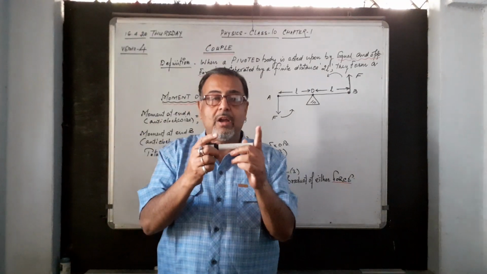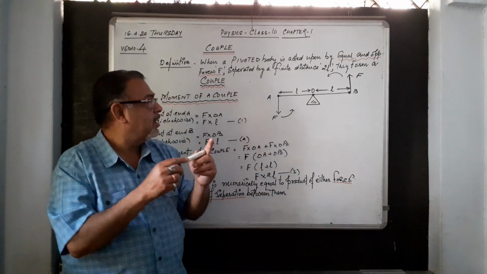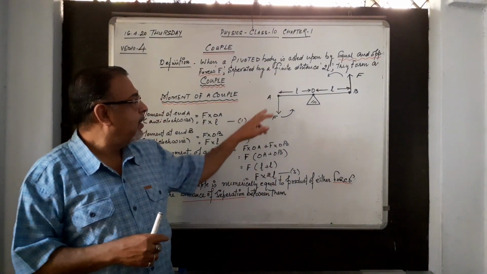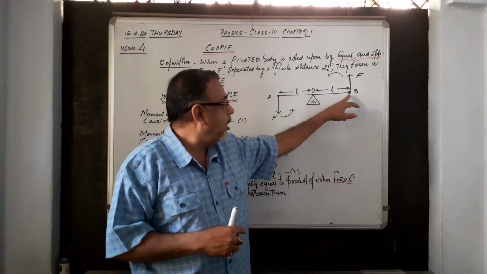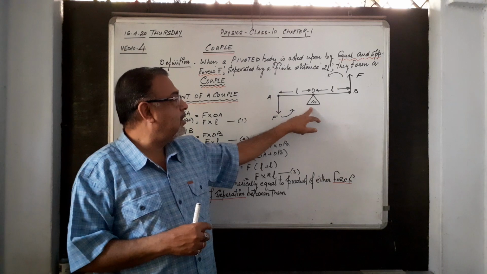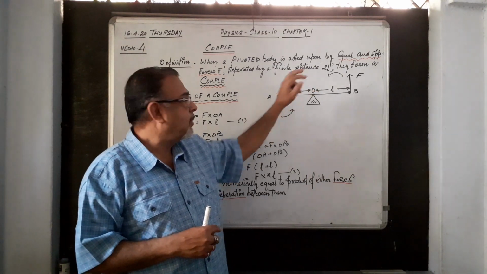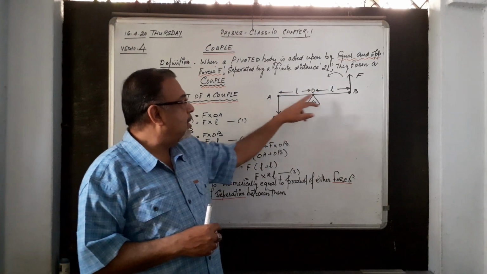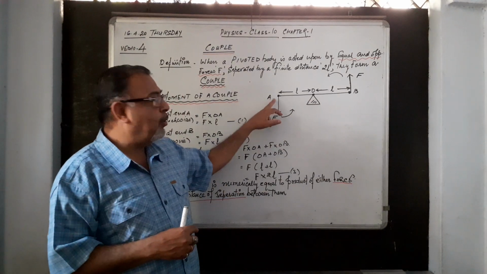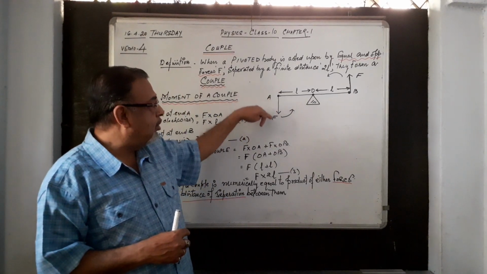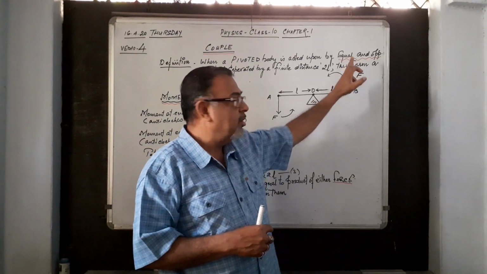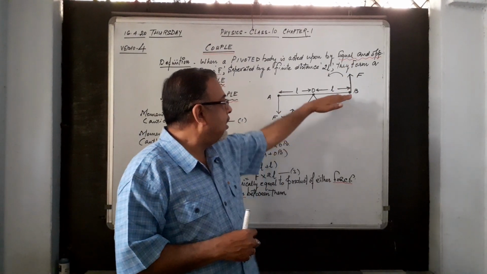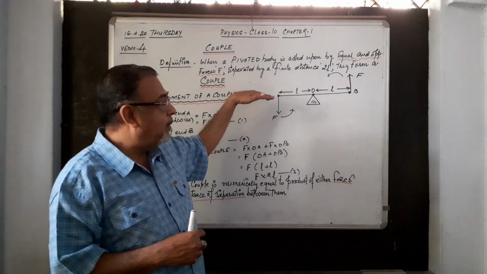So it's clear from the definition as well as from the diagram. Let us consider a body AB pivoted at the center at a point O. We could see in the figure, at the point A there is a downward force, at the point B there is an upward force, and the forces are at right angles to the plane of the body.